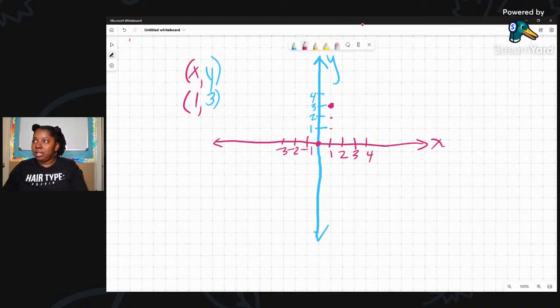Okay? And let me erase the other stuff so you don't get confused. So it's X to the left, Y to the sky, and it's in alphabetical order. So X, comma, Y. 1, 3 would be to the right 1 and up 3. Okay. So Haley, did that help? Let me know if I answered your question like you wanted me to.